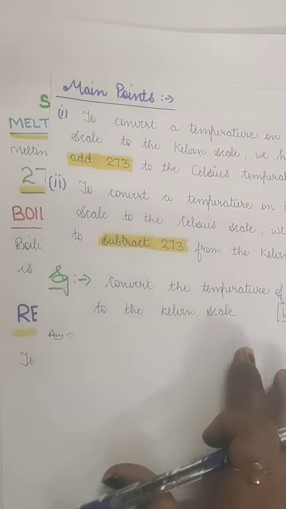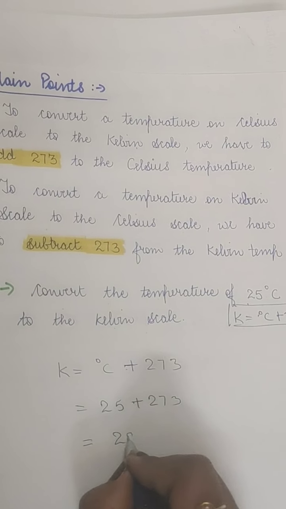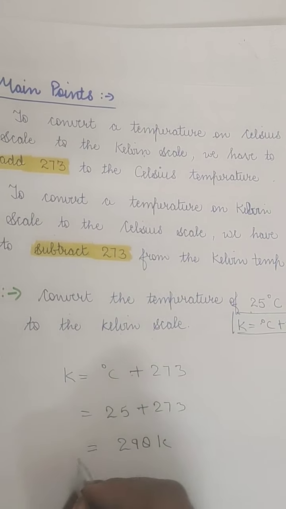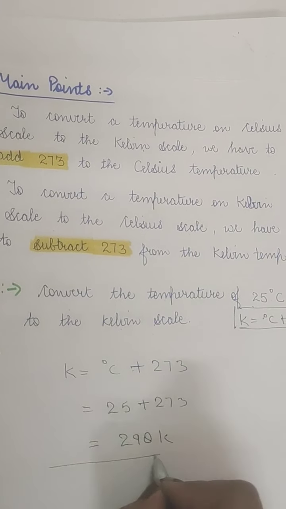So the answer will be: 25 is given here. So simple, Kelvin equals degree C plus 273. That means whatever temperature is given in Celsius, it will be 25 plus 273, which is 298 Kelvin. So the answer is 298 Kelvin. I hope it's clear. So we will do the next question.